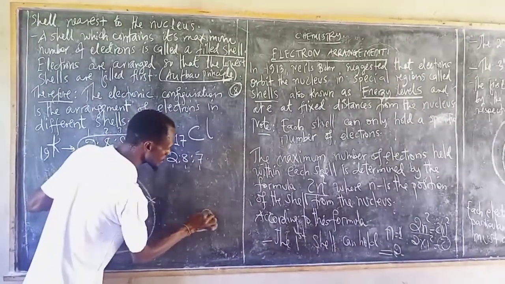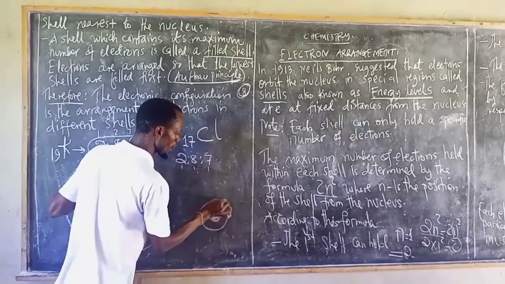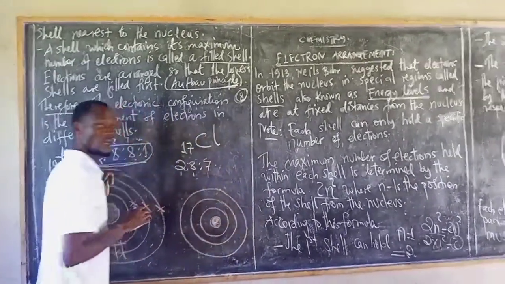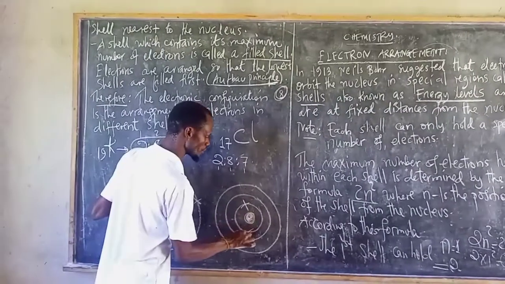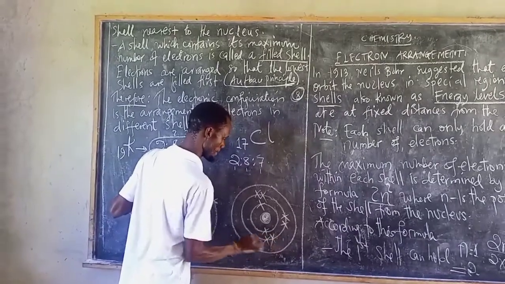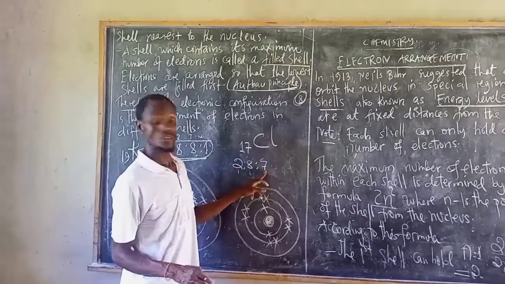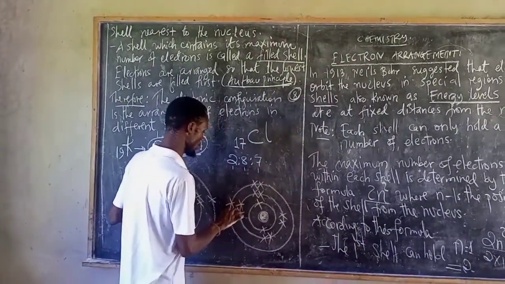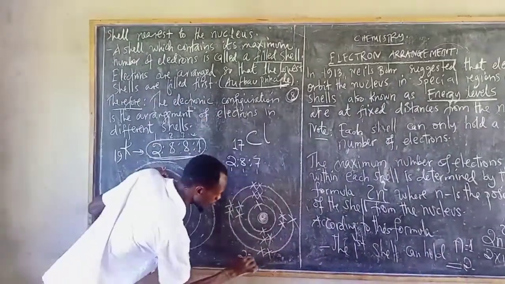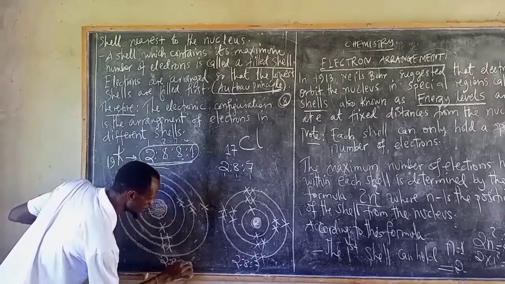So, diagrammatically, this is the nucleus. Then we have the first shell, the second shell, the third shell. This is what we got. But remember, the first shell, 2 electrons. The second shell, 8 electrons. That is 4 pairs. And the third one, we are having 7 electrons. So, it means we are having 3 pairs and 1 single. So, this is 2, 8, 7.